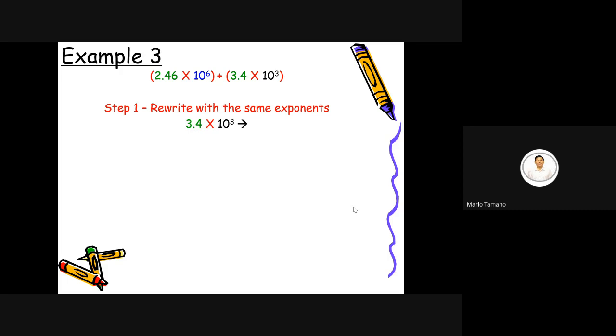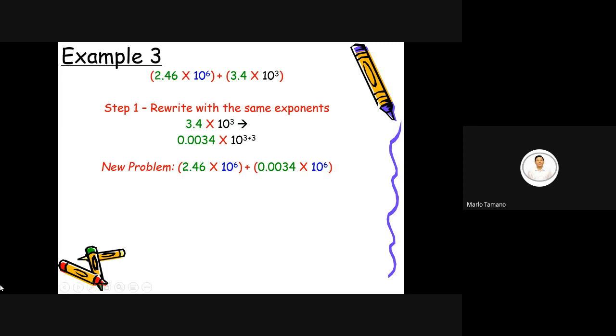What shall we do with this? Move the decimal point 3 places to the left. So what happened is 0.0034 times 10 to the third power. Then for the decimal we moved, we add that to the exponent. 3 plus 3 is 6. Then our new problem is 2.46 times 10 to the 6th power plus 0.0034 times 10 to the 6th power. So our exponents are now equal.